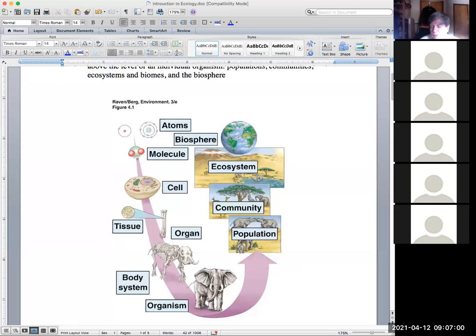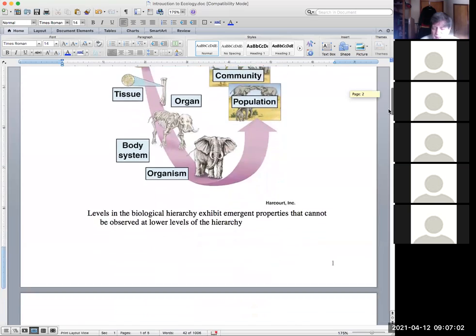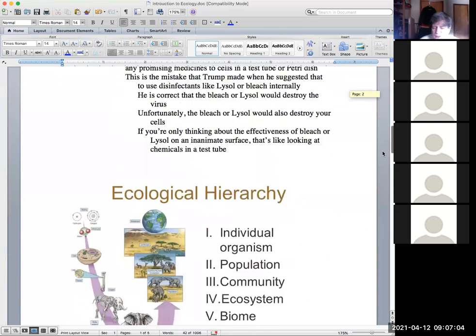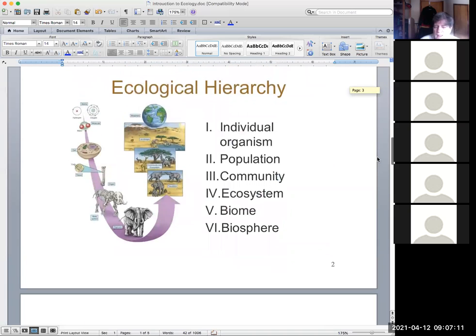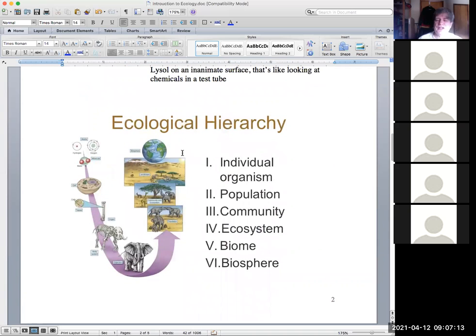So let's think about some of these levels, and let's look at this a little bit differently. This is sometimes called the biological hierarchy. Let's look at basically the same diagram, but let's think of it in terms of the ecological hierarchy. And if we look at the ecological hierarchy, we typically think of starting with an individual organism. So we've got our elephant down here.